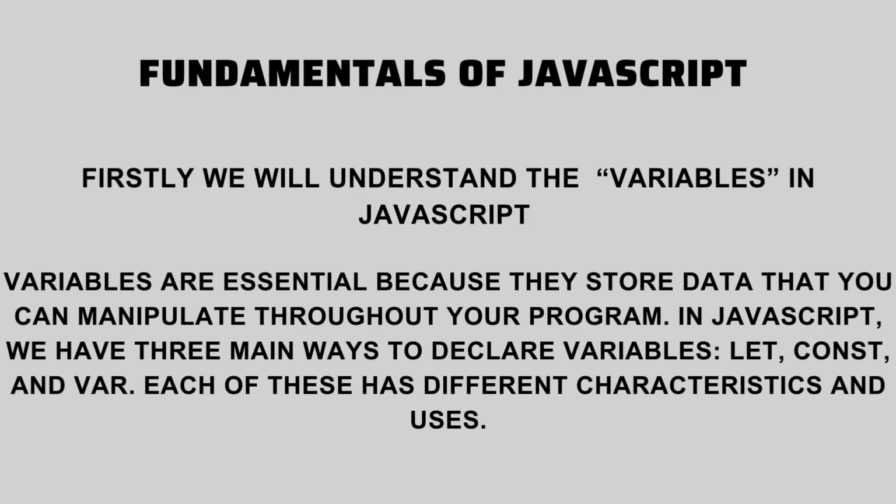Firstly, we will understand the variables in JavaScript. Variables are essential because they store data that you can manipulate throughout your program. In JavaScript, we have three main ways of declaring variables: by let, const, and var. Each of these has different meanings and usage.